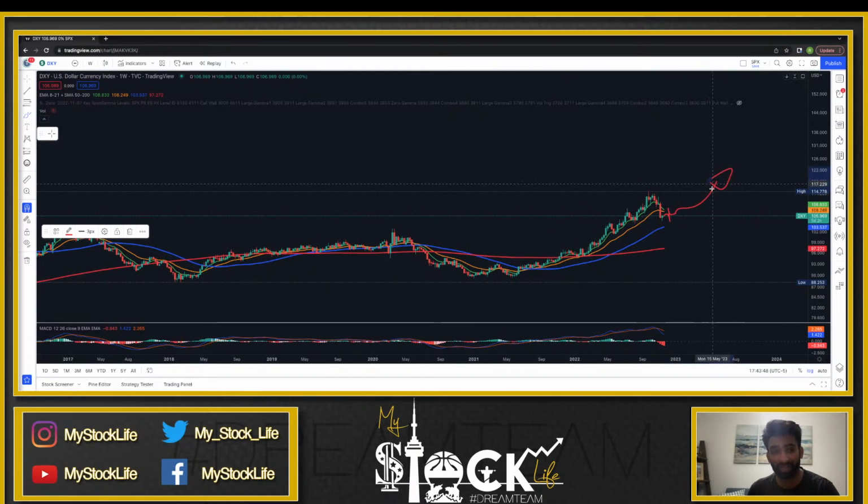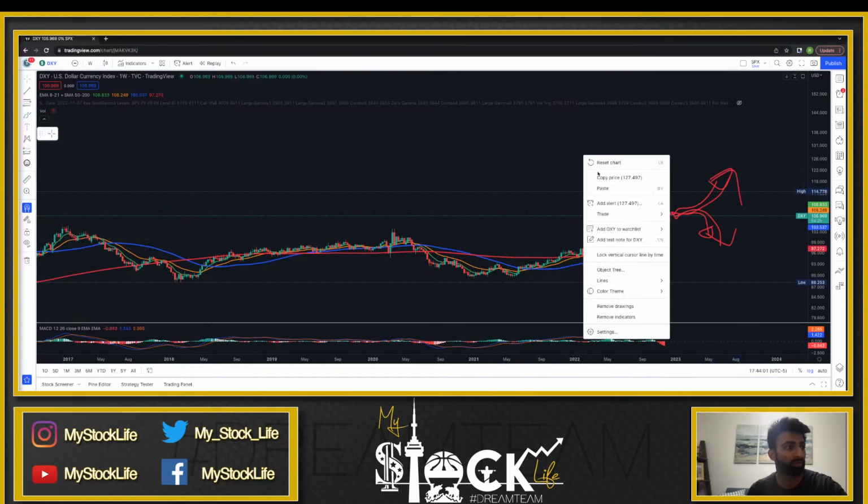Does it break out highs again? Or does it consolidate here and then eventually loses its value a little bit, right? It gets weaker against the other currencies. If it comes down, we all know that's positive for the market. If it goes up, we all know that that's negative for the markets. All right, so that's one.